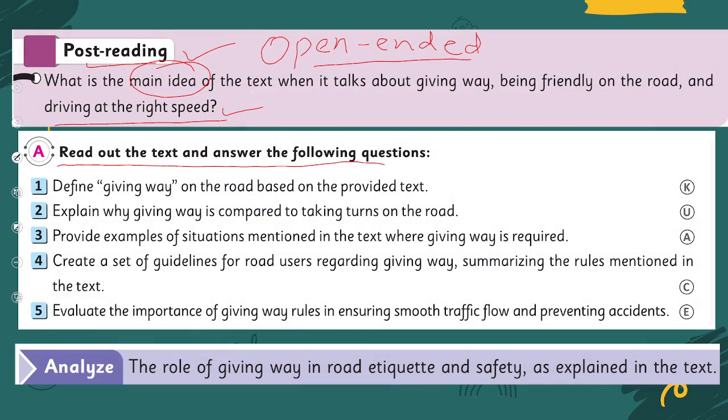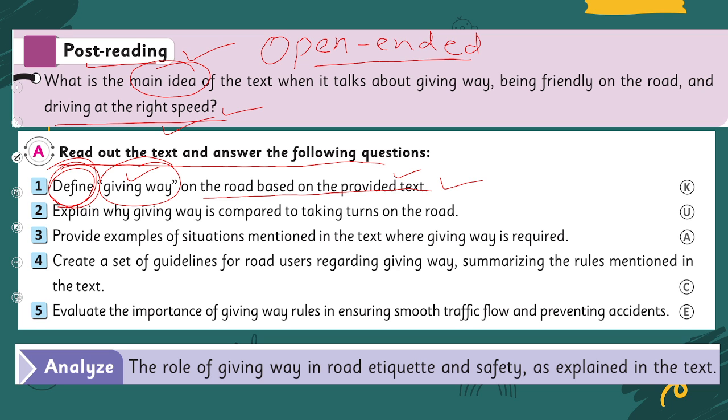Now, all these questions over here have some keywords. In number 1, define giving way. It means now you have to define it. You have to elaborate it, define it as a minimum thing, giving way on the road based on the provided text. Now, giving way is also our keyword over here.